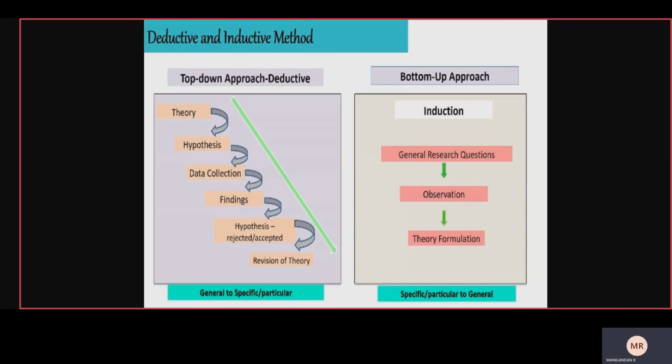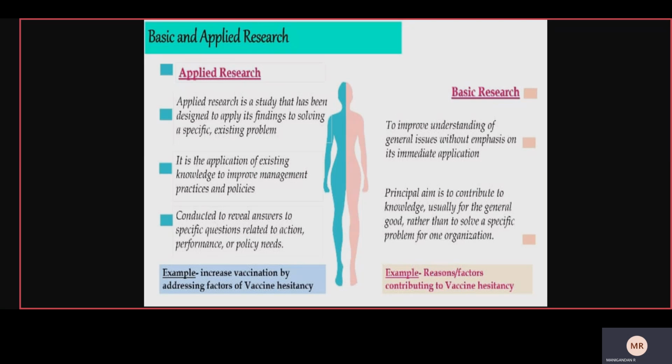The basic and applied research. The applied research is a study that has been designed to apply its findings to solving a specific existing problem. If you find any research question in that research problem, you need to get some answer for that. So what is the main solution for that problem? That is called applied research. It is the application of existing knowledge to improve management practices and policies. Is there existing data? Is there an existing paper?